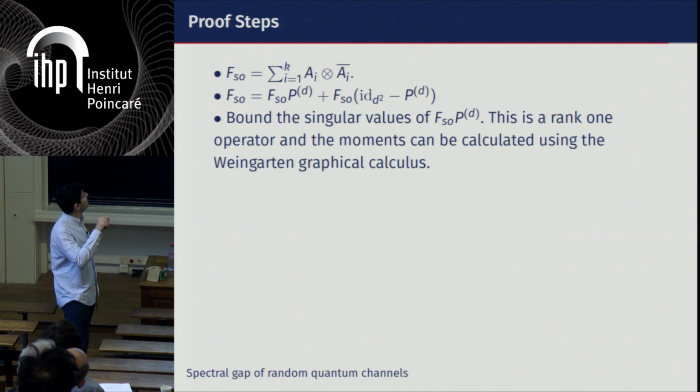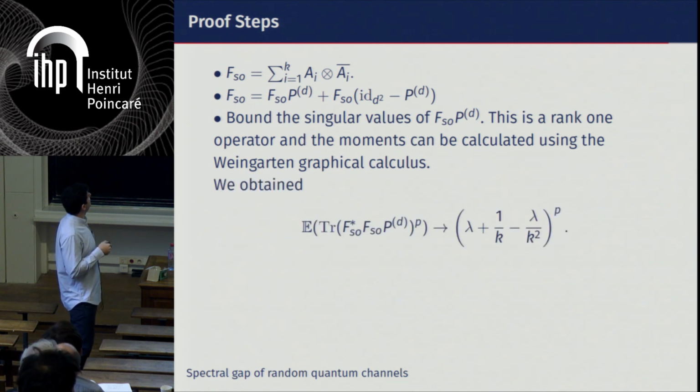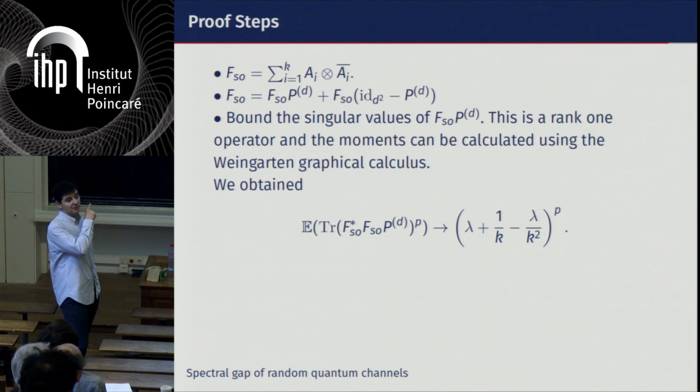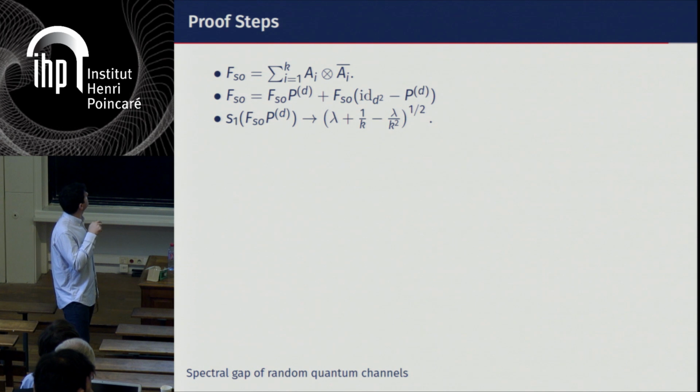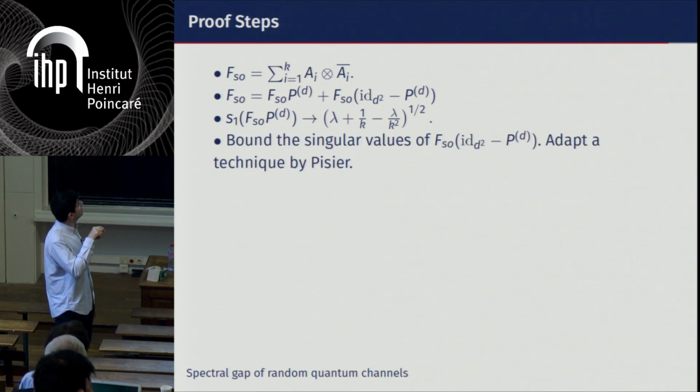So first we bound the singular values of this matrix, and this is rank one, so computing the moments is easy, and we can get sharp estimates on the singular value of this guy. This converts to this quantity, which was one of the quantities that appear. And for the other part, what I want is to compute again the singular values of this, but with the projection onto the orthogonal of the identity.